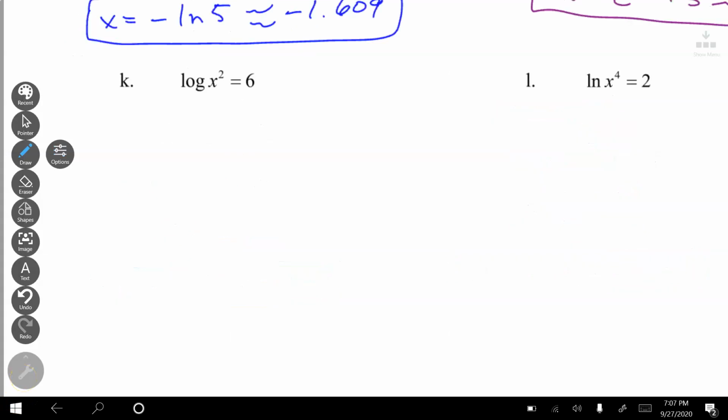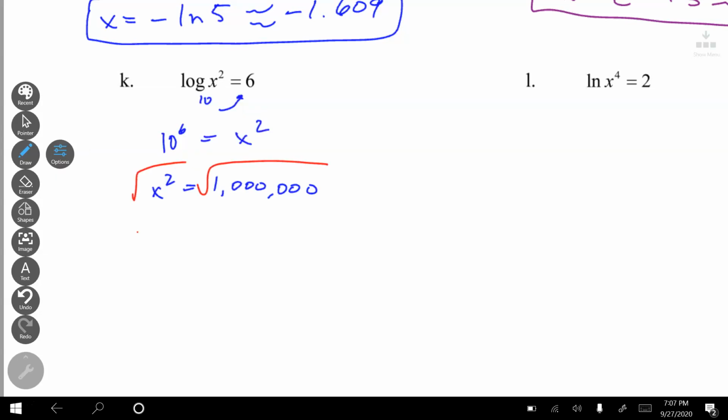So I can do this two ways. Probably the easiest way is just curl this by making base 10. 10 to the 6 is equal to x squared, or x squared is equal to 1 million. And now I just take the square root of it. So x is equal to plus or minus 1,000.